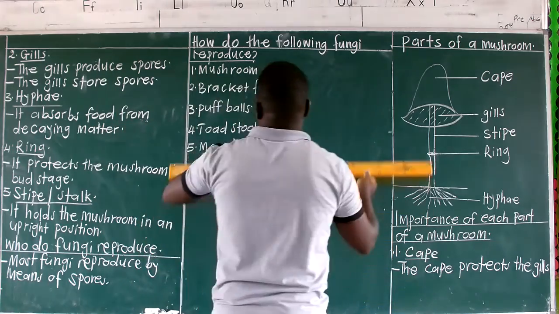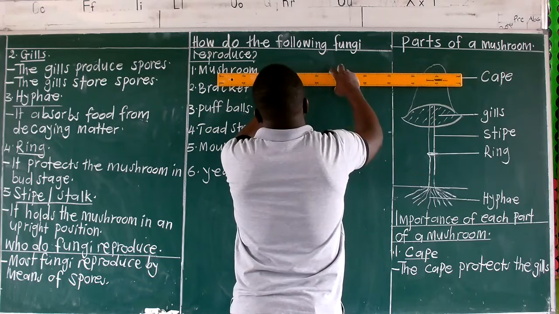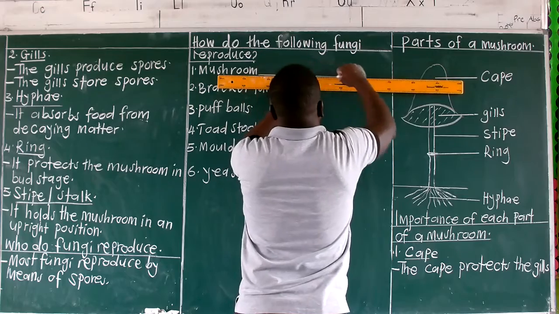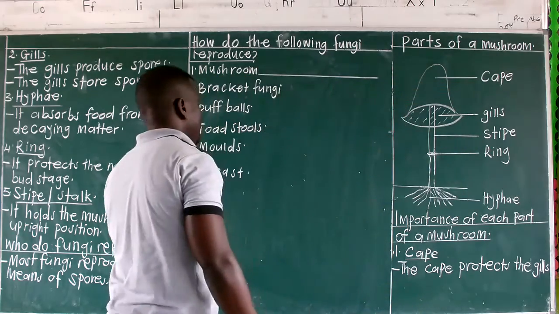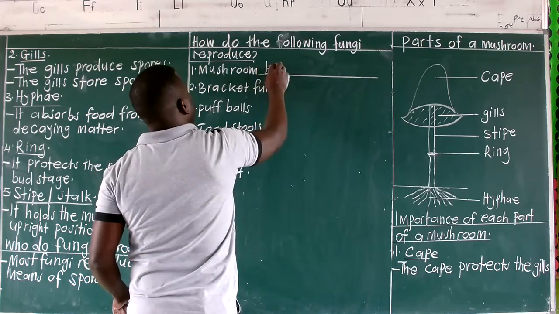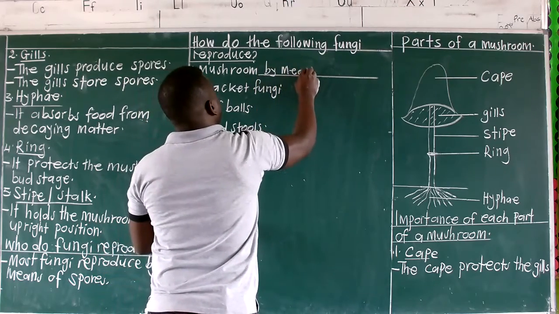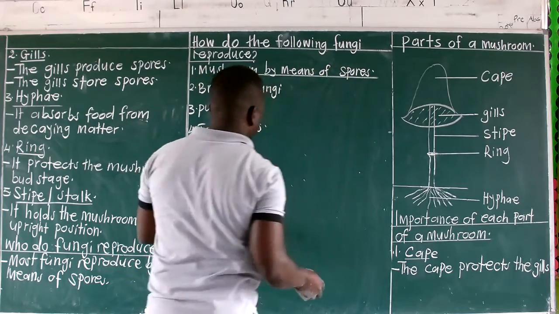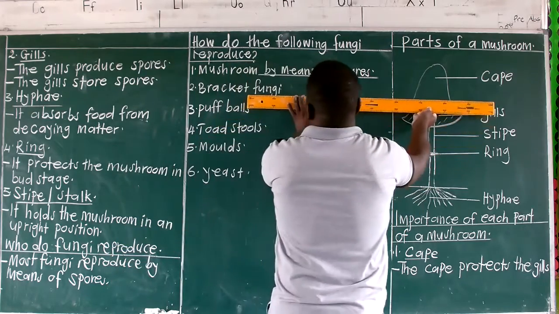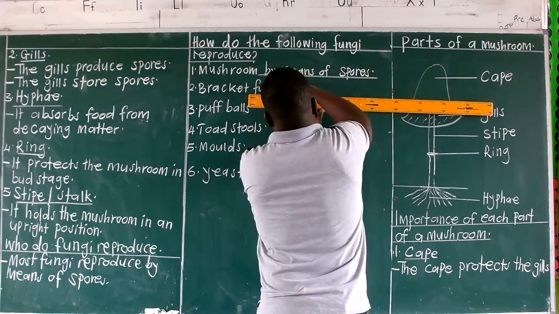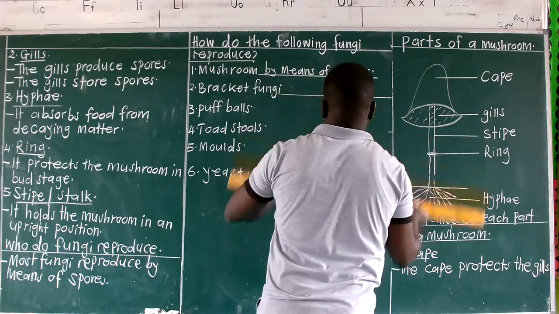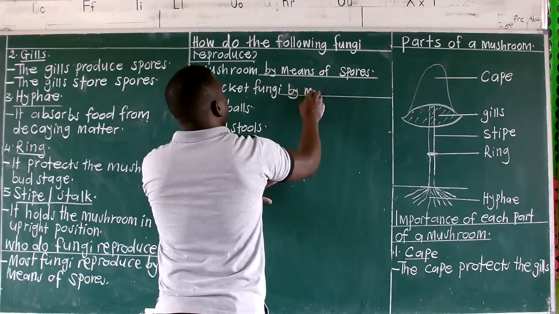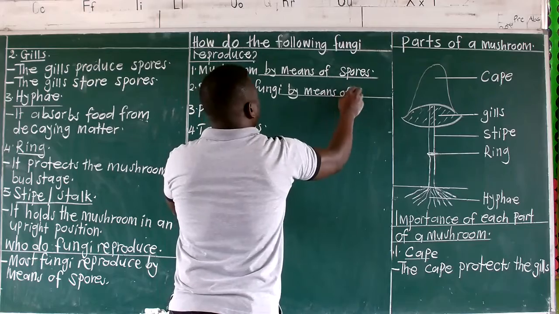So, how do mushrooms reproduce? Mushrooms reproduce by means of spores. Bracket fungi also reproduce by means of spores.